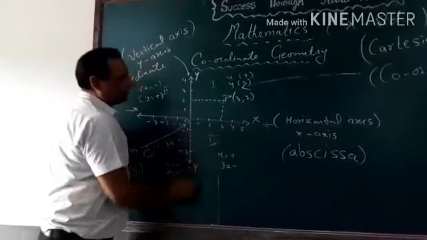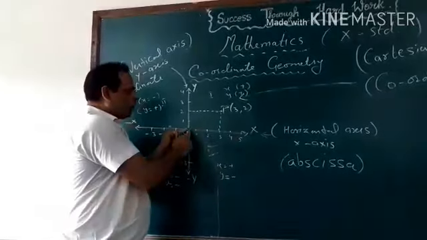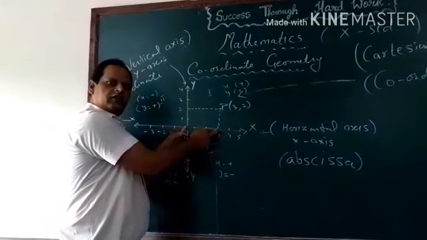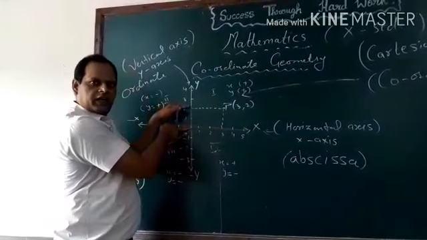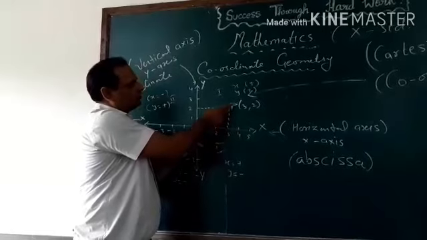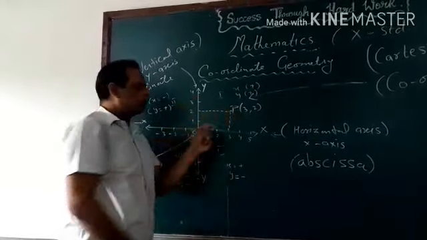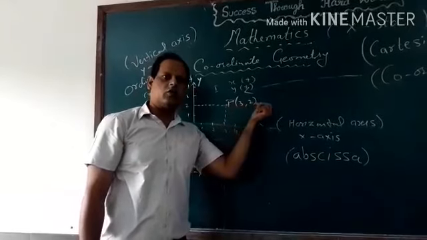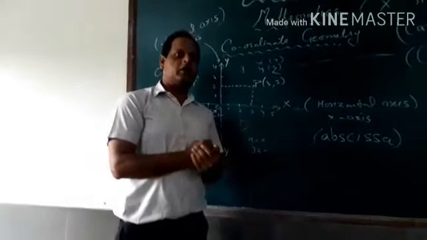Now we see here one point P. From the origin, the distance along the x-axis is 3 and from the origin, the distance along the y-axis is 2. So we take the distance from the origin, this is 3, and the distance from the origin on the y-axis is 2. So the P point coordinate is (3, 2). First we write the x coordinate, then after that the y coordinate.